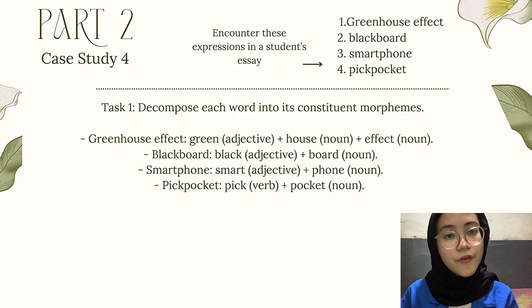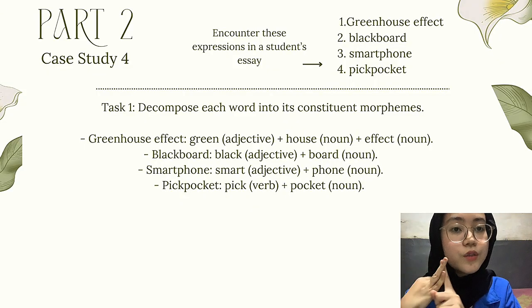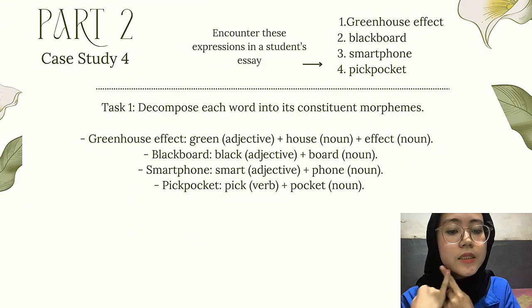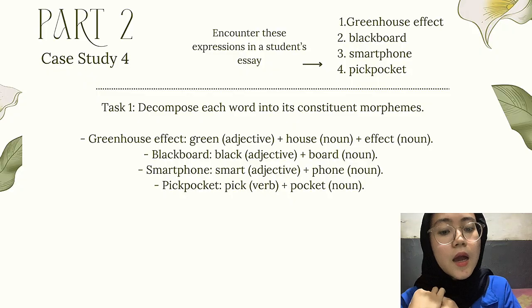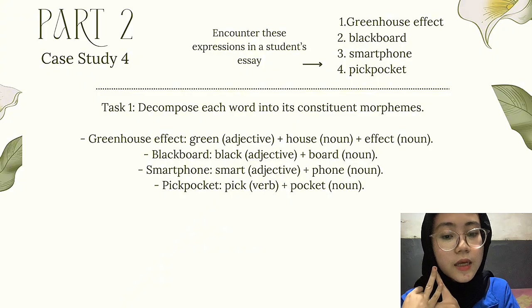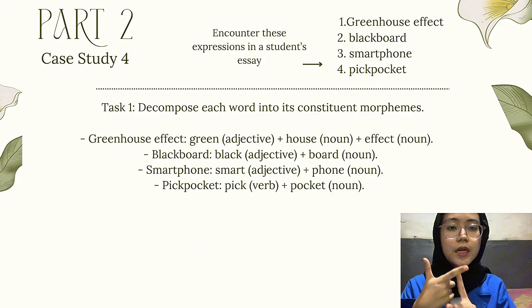So greenhouse effect: green is an adjective, house is a noun, and effect is a noun. Second is blackboard: black is an adjective, and board is a noun. And smartphone: smart is an adjective, phone is a noun. And the last is pickpocket: pick is a verb, and pocket is a noun.